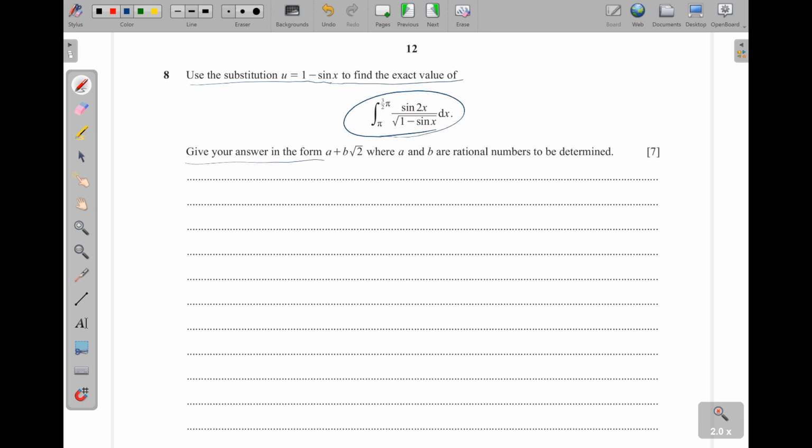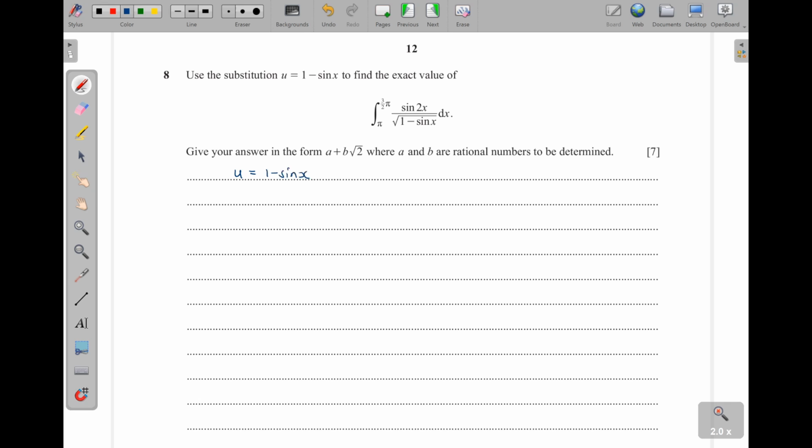Question 8. Use the substitution u is equal to 1 minus sine x to find the exact value of this one. Give your answer in the form a plus b root 2, where a and b are rational numbers to be determined. A rational number is the one that can be written as a fraction. Okay, so this is integration by substitution. We shall say u is equal to 1 minus sine of x.